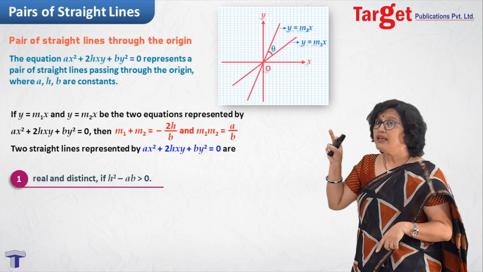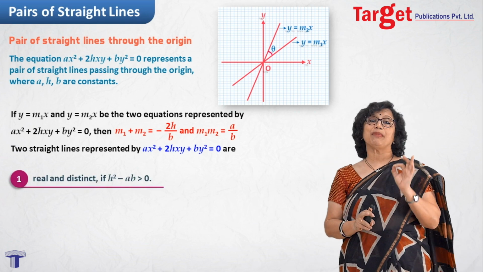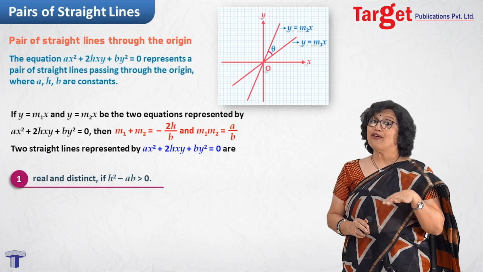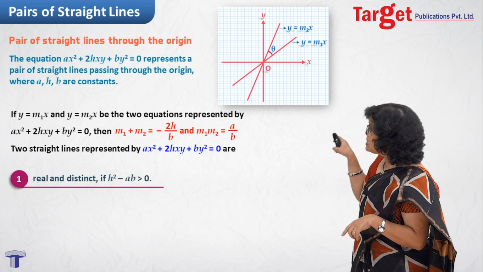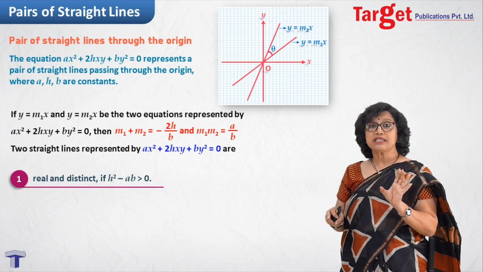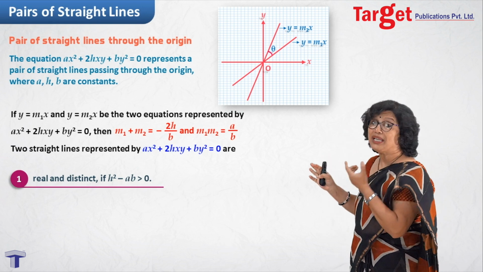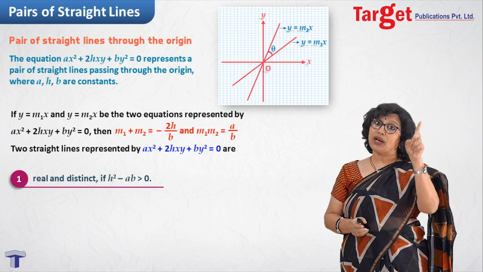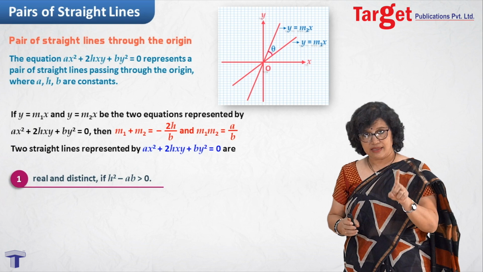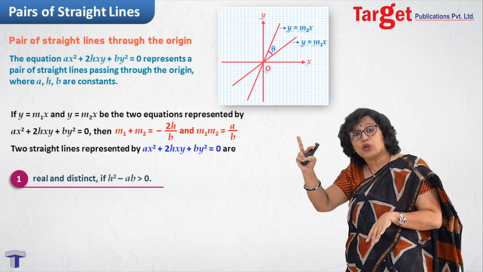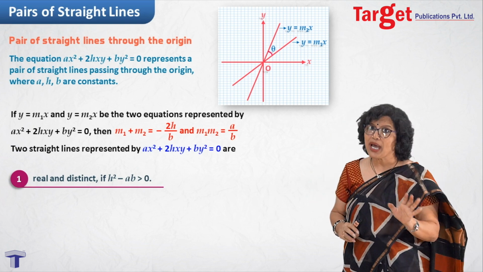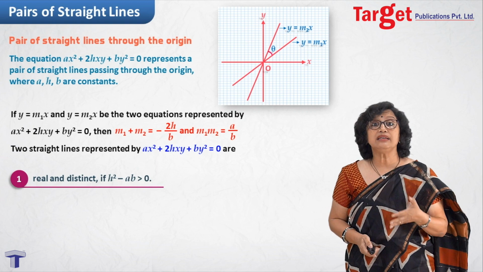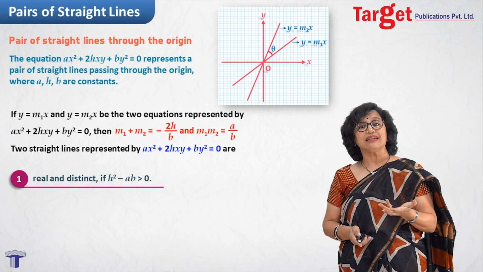First is real and distinct if h square minus ab is greater than 0. Now why am I saying so? That answer lies in the fact that m1 plus m2 and m1 m2 had come from one quadratic equation in m, right? And hence apply your knowledge of quadratic equations. If you want to have real and distinct roots, then the discriminant will have to be greater than 0.